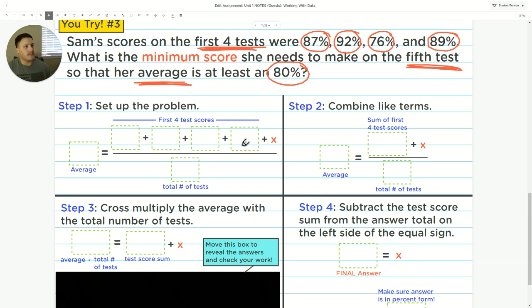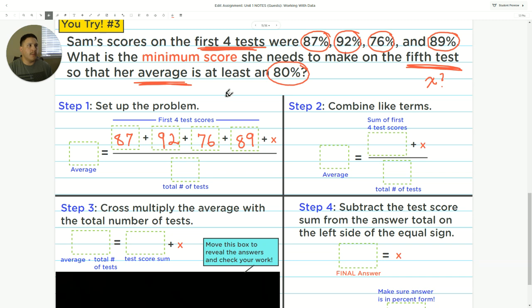So the way we're going to set this up is we're going to add up the first 4 test scores, which are 87%, 92, 76, and 89. Plus the 5th test, which we don't know. So anything that we don't know when we're solving an equation is an X. That X represents the unknown 5th test. We have no clue what it is. But that's the whole point of us solving this problem, is to figure out what that 5th test percentage is.